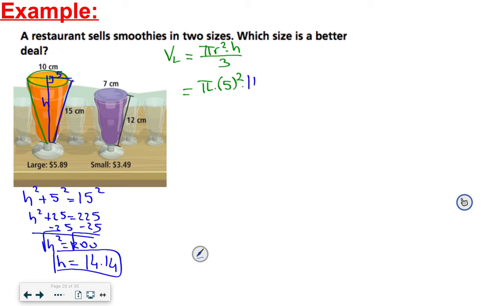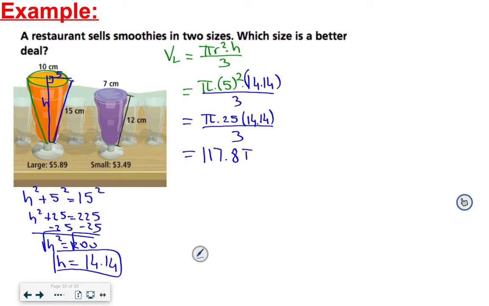Substitute 14.14 over 3. If you calculate pi times 25 times 14.14 over 3, if you calculate this, ladies and gentlemen, 25 times 14.14 over 3 will be equal to approximately 117.8 pi. This is the volume of the large smoothie.